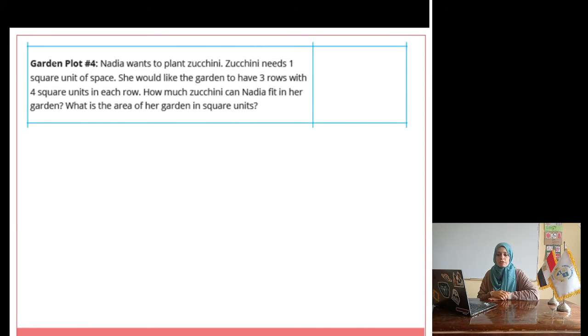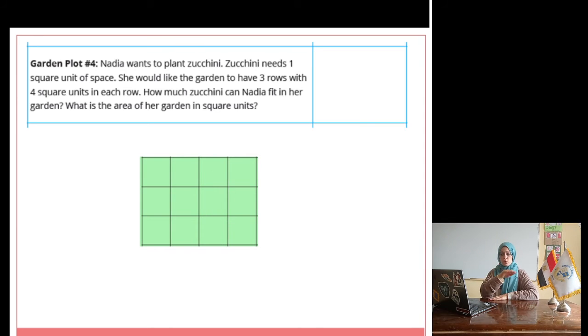As for Nadia, for plot number 4, she wants to plant zucchini. Zucchini needs 1 square unit of space. She would like the garden to have 3 rows with 4 square units in each row. How much zucchini can Nadia fit in her garden? What is the area of her garden? This is the shape of the garden. 3 rows with 4 square units.